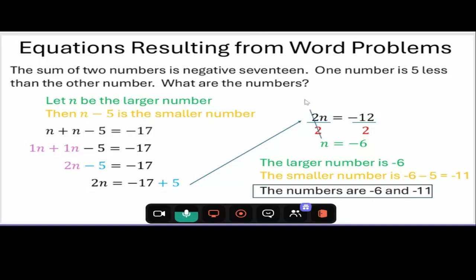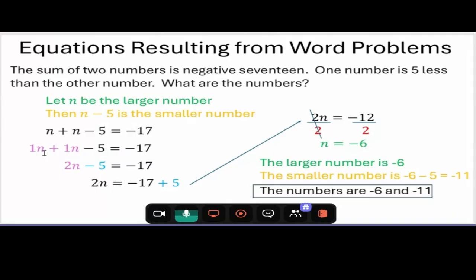By the way, you can check this out. The sum of two numbers is negative 17. So if we add these two numbers together, negative 6 and negative 11, oh yeah, negative 17. And one number is 5 less than the other. Yes, negative 11 is 5 less than negative 6, right? So these two numbers meet the criteria.